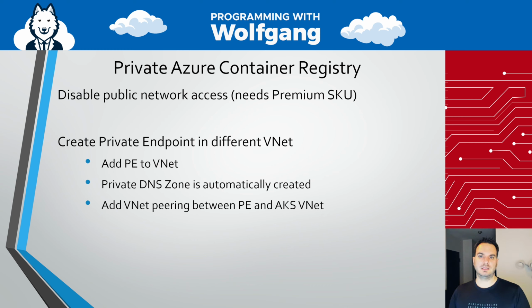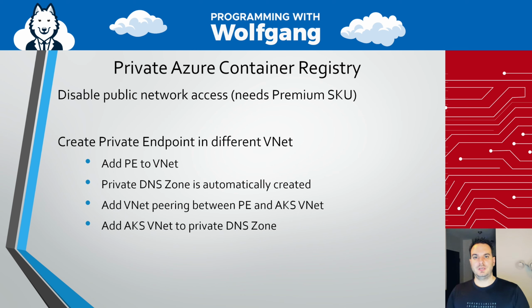But now we have to add a VNet peering between our new VNet and the AKS VNet. This is basically a connection between the two VNets so they can communicate with each other. By default, everything that's inside the VNet can communicate with each other, but if it's outside the VNet, then they can't communicate.